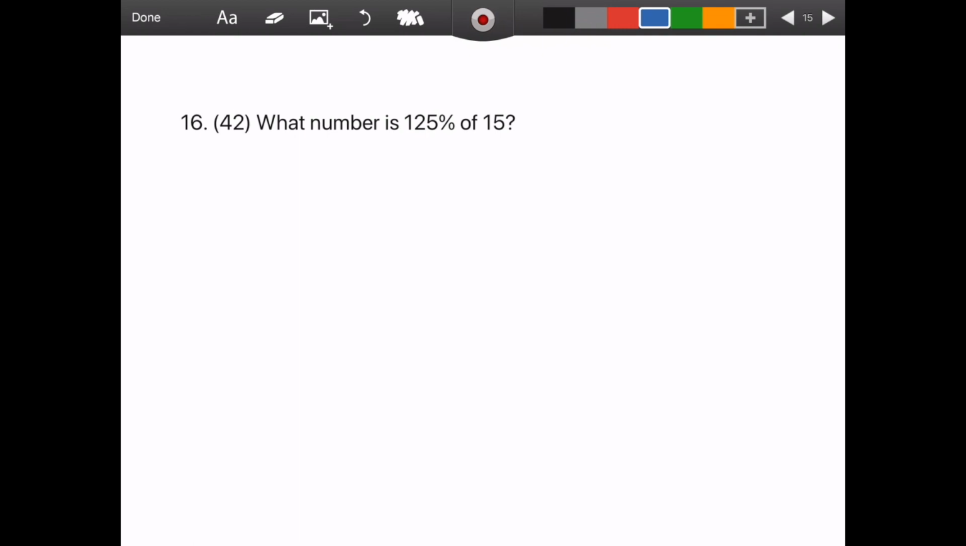Number 16, what number is 125% of 15? Now notice we're finding more than 100%, so I know my answer is going to be more than 15. So this is exactly the same thing as we did with the 25% off the boots. So of means to multiply, so it's 125% times 15, but I'm going to write my percent as a decimal, so I moved my decimal to the left twice, and we multiply that by 15, and that's going to tell me what number is 125% of 15.